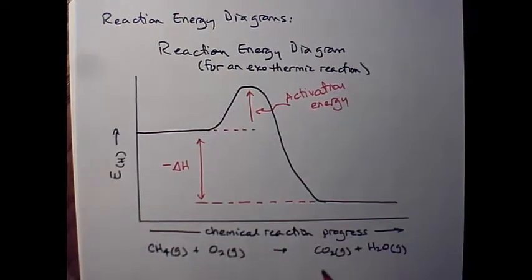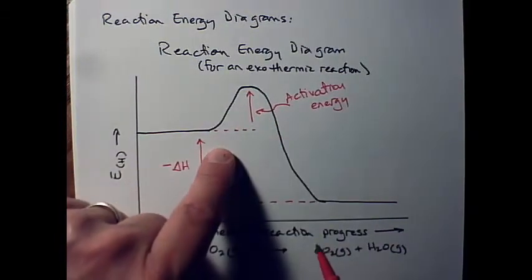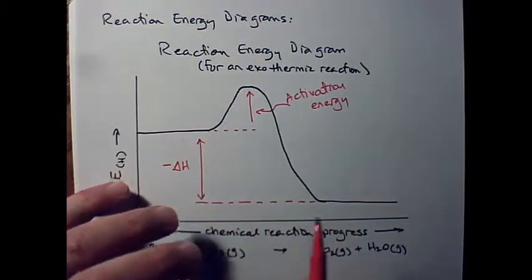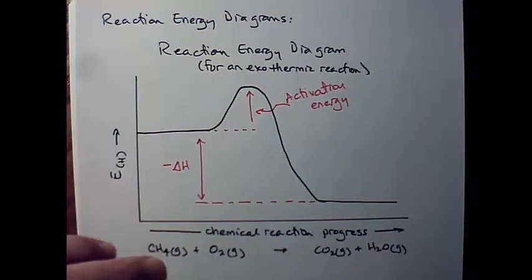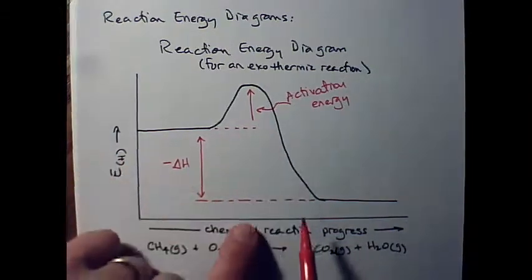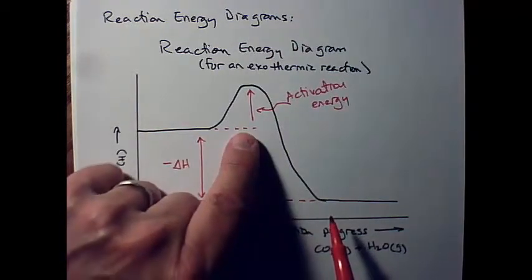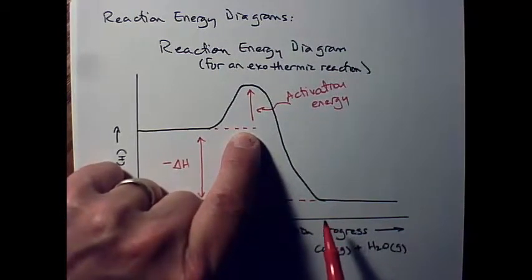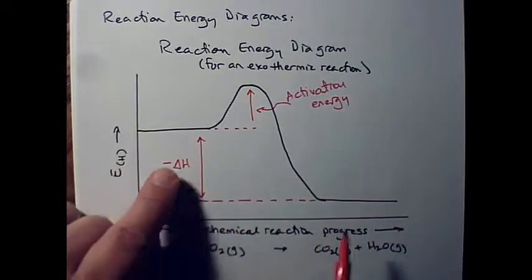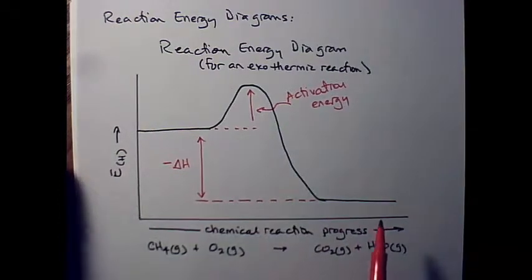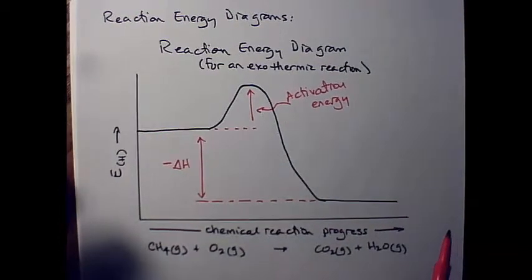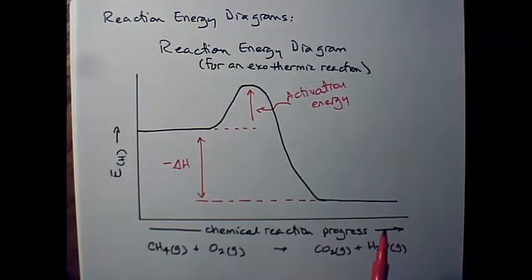Now, not all reactions have enough activation energy supplied by the surroundings or by the environment. Sometimes you have to add activation energy like this. And there are some reactions that have such a high activation energy that it doesn't happen at all. Some reactions that are spontaneous and exothermic don't happen at all because the activation energy is so high.